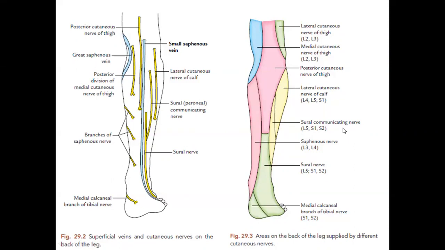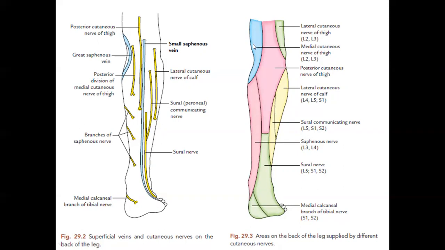The cutaneous nerves on the back of the leg are seven in number. We have the saphenous nerve, if you can see here, this nerve. The saphenous nerve supplies the skin on the medial side of the knee and the leg, and it goes up to the ball of the great toe. So this is the saphenous nerve.